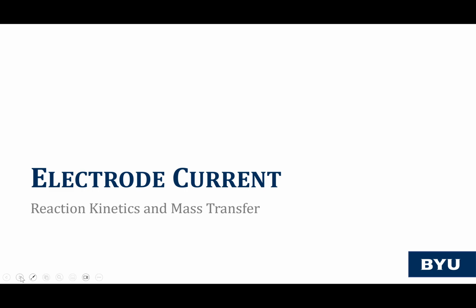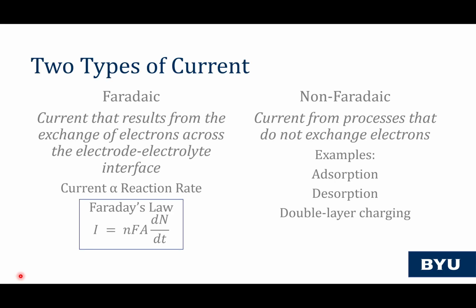Welcome back as we talk about electrode current. So this is specifically concerned with kinetics and mass transfer. There's two kinds of current that we need to worry about. There's Faraday current, which is current that results from an exchange of electrons across the electrode-electrolyte interface. And there's non-Faraday current, things like adsorption, desorption, or double layer charging.